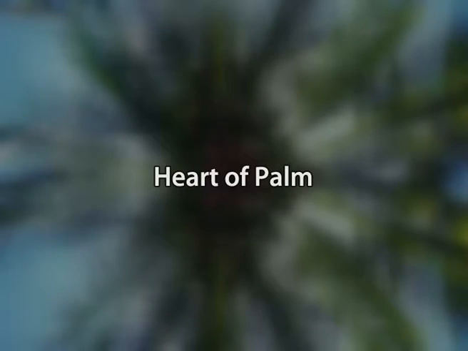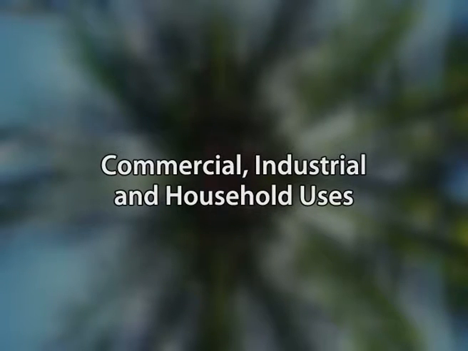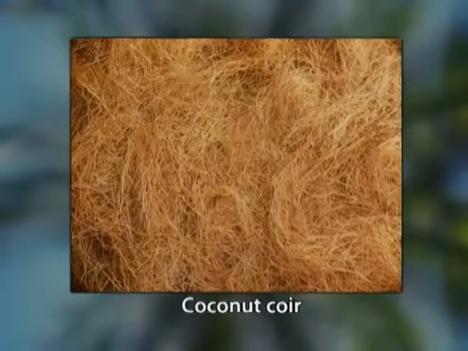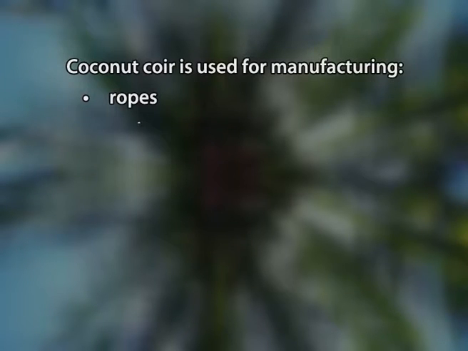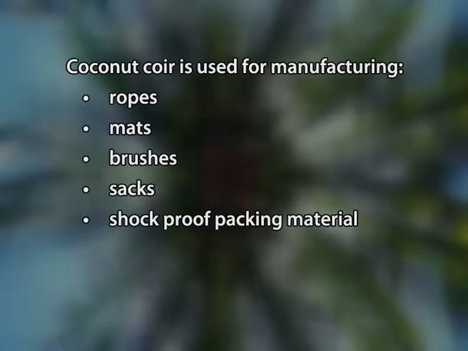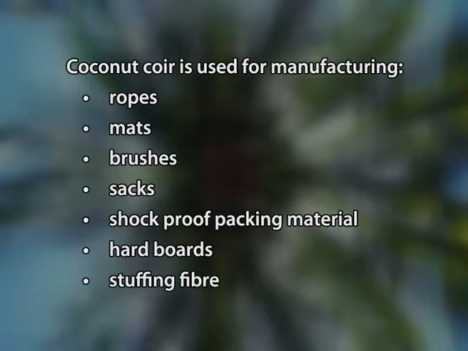Sixth, heart of palm. Apical buds of adult plants are edible and are known as palm cabbage or heart of palm. Now, the commercial, industrial, and household uses. First, coir or coconut fiber is obtained from the husk of the coconut. They are used for manufacturing ropes, mats, brushes, sacks, shockproof packed material, hotboards, and as stuffing fiber.